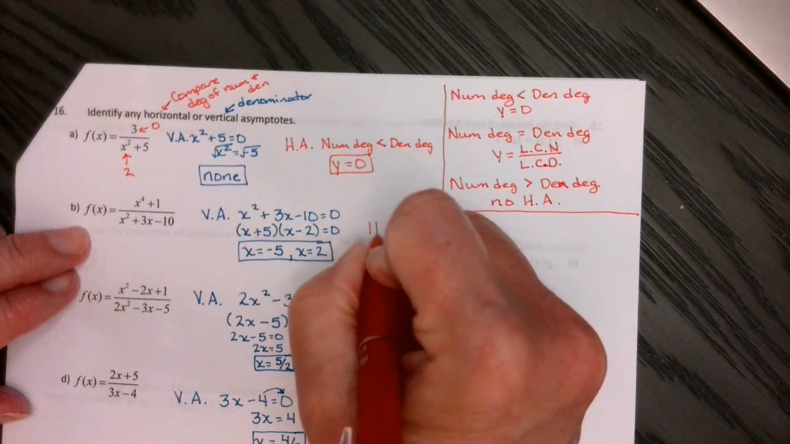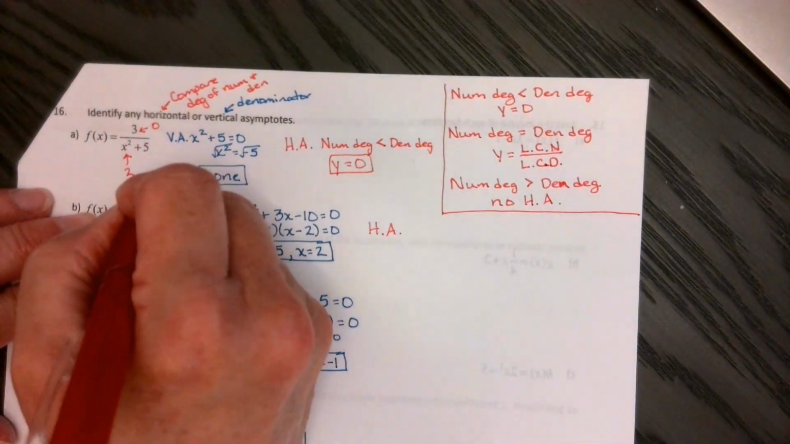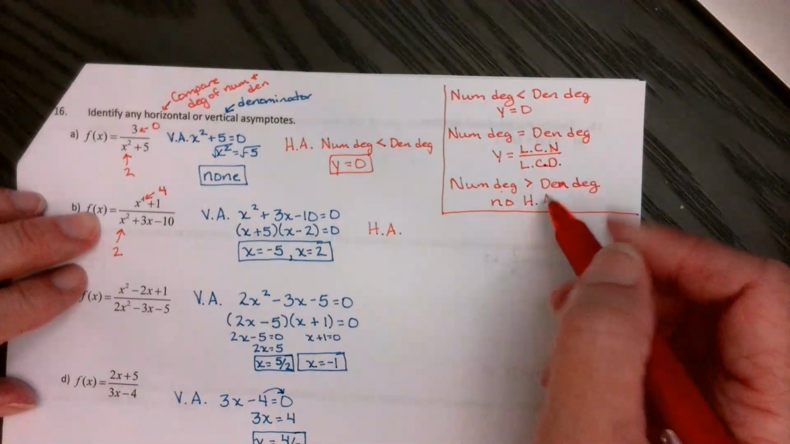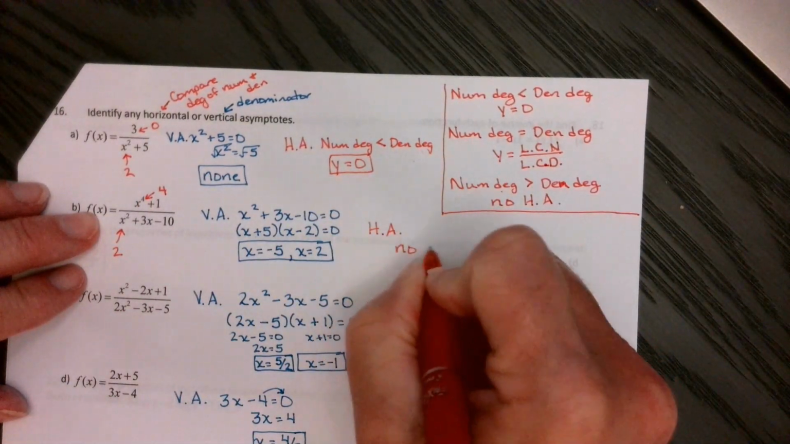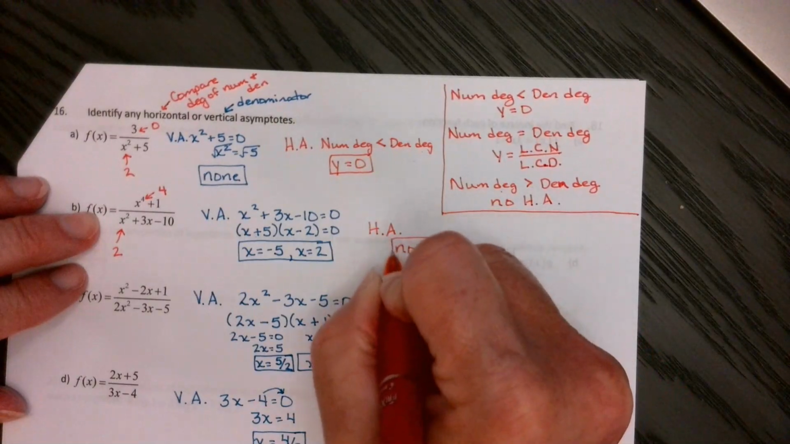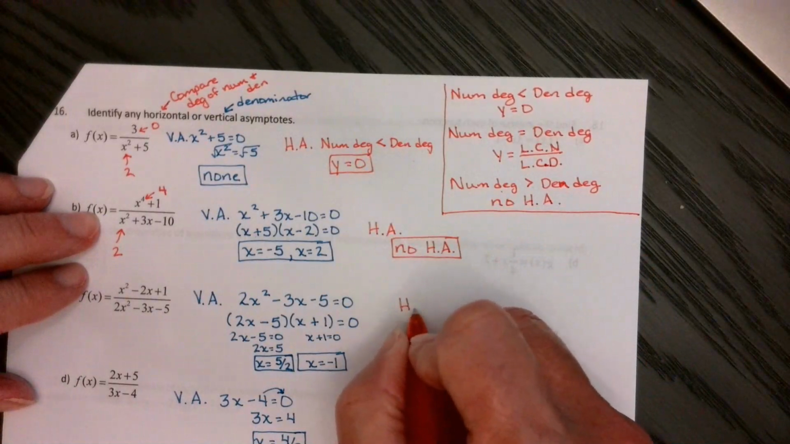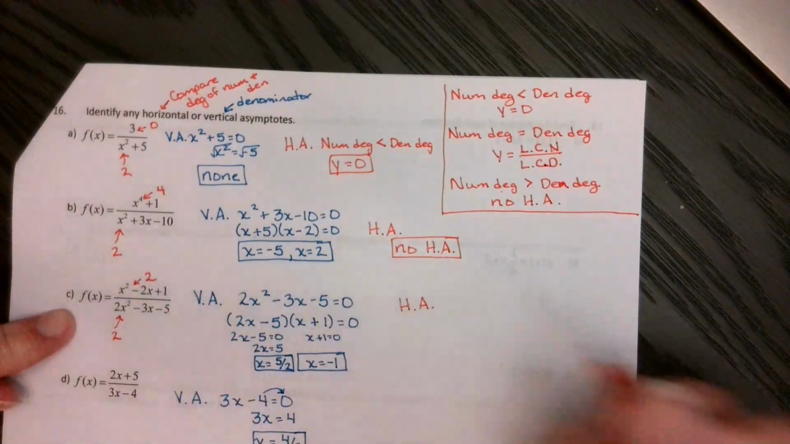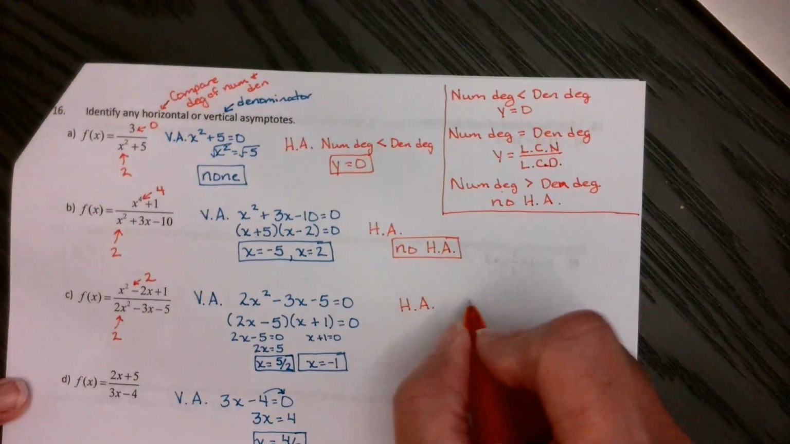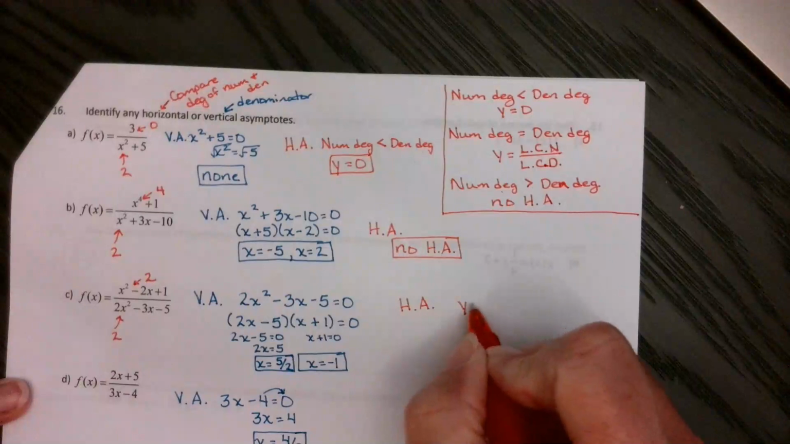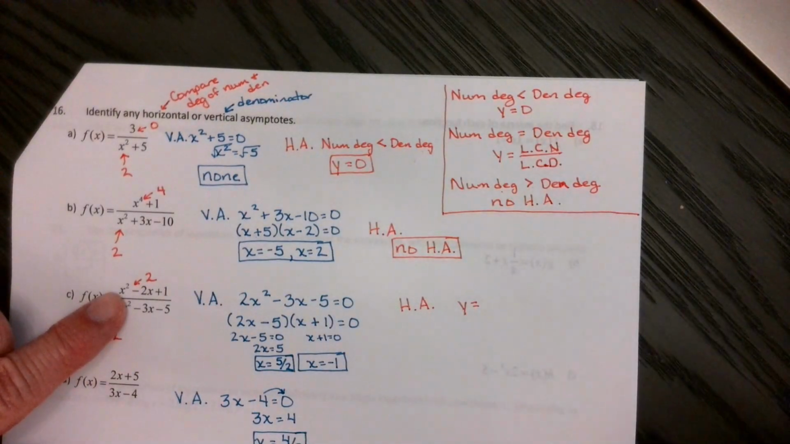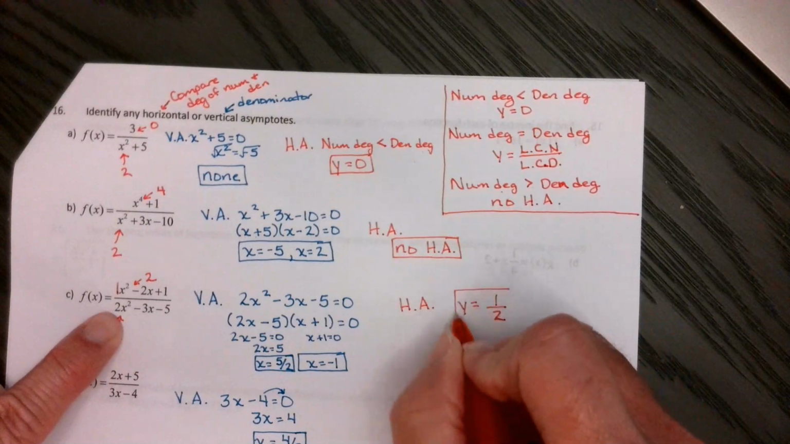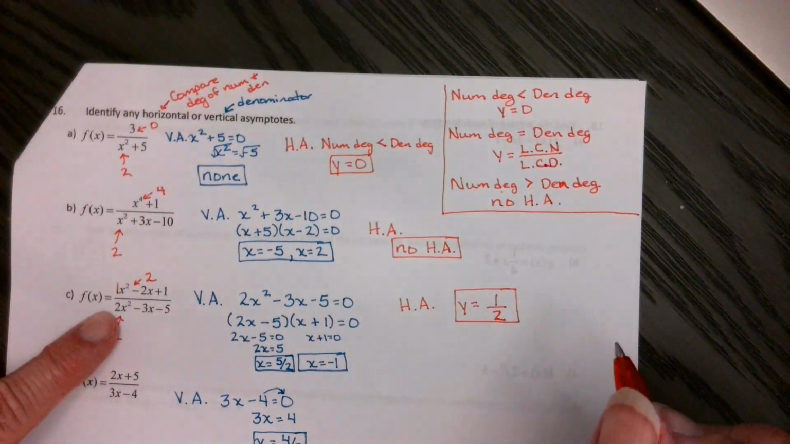So, horizontal asymptote. This has a degree of 4. The denominator has a degree of 2. So the numerator degree is greater than the denominator degree, so there are no horizontal asymptotes. The numerator degree for C is 2, and the denominator degree is 2. So they're equal. That means you're going to put the leading coefficient of the numerator, which is 1, over the leading coefficient of the denominator, which is 2. So there's where your horizontal asymptote is.